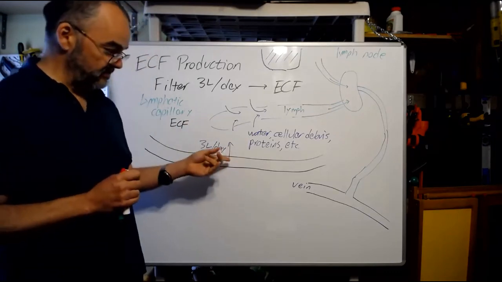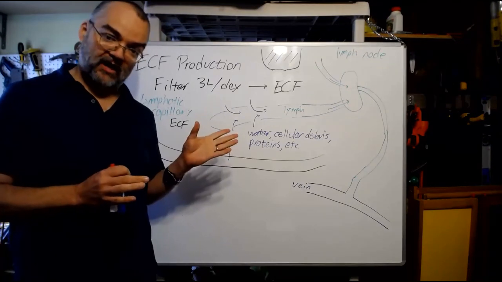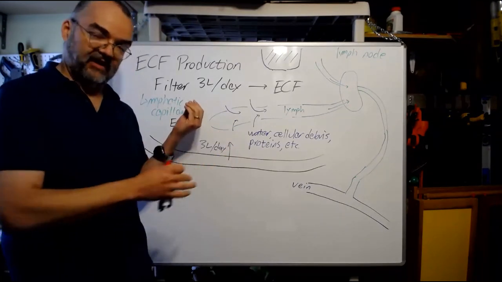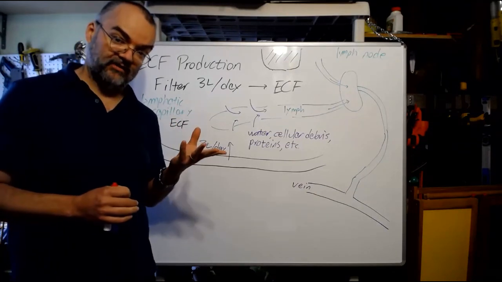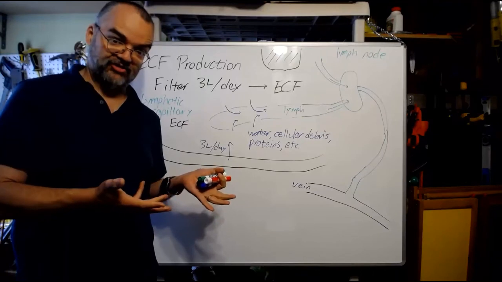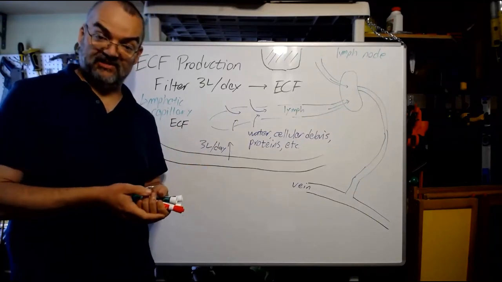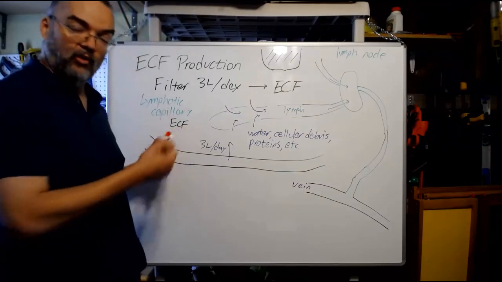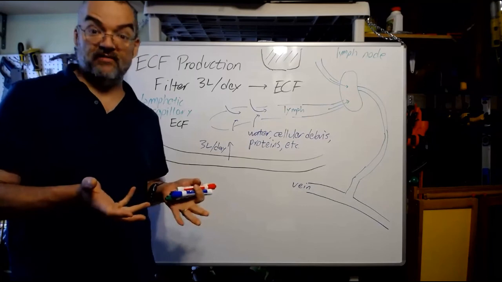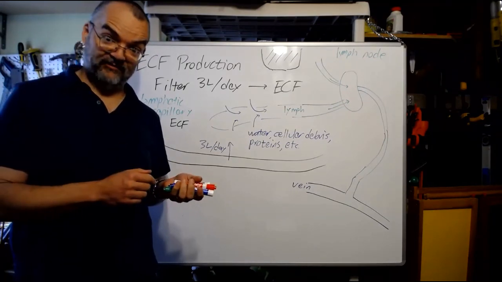For example, you can imagine, since my ECF production and bulk flow comes from the fact that my hydrostatic pressure is balanced out by my osmotic pressure, if you changed one of those, if, for example, I raised my blood pressure, my hydrostatic pressure too much, you might expect me to then be filtering more than my lymphatic system can handle. And if I'm putting more fluid into tissue than my lymphatic system can remove, I get tissue edema, which is one of the symptoms of high blood pressure, amazingly enough.